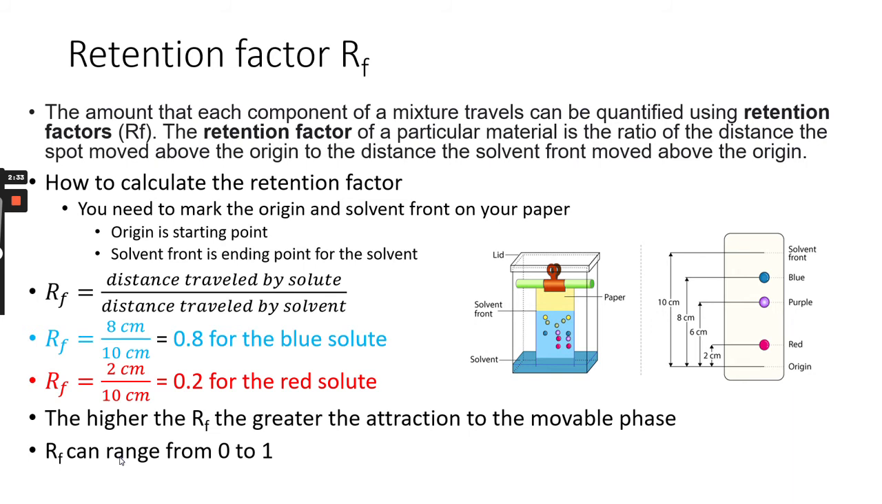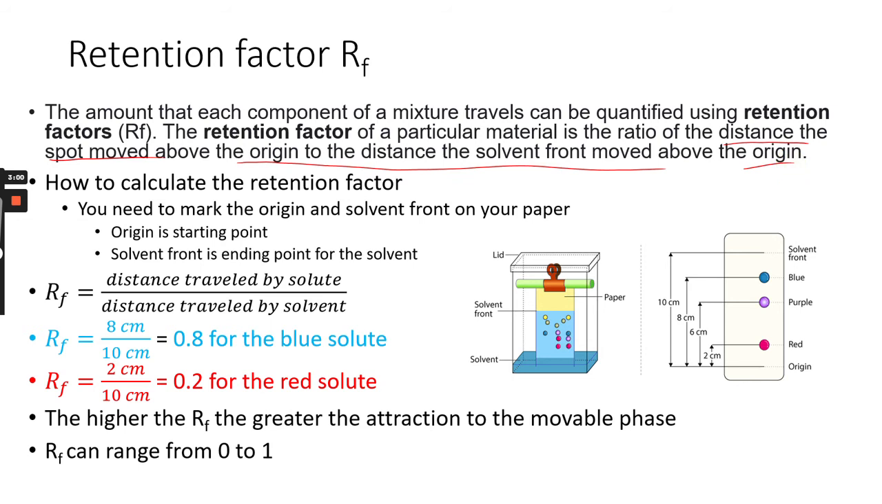So how do we actually quantify this with a number? We calculate something called the retention factor. The retention factor is the amount of each component in a mixture, how much it travels, and we quantify it using this RF value. The retention factor of a particular material is the ratio of the distance the spot moved above the origin to the distance the solvent moved above the origin.